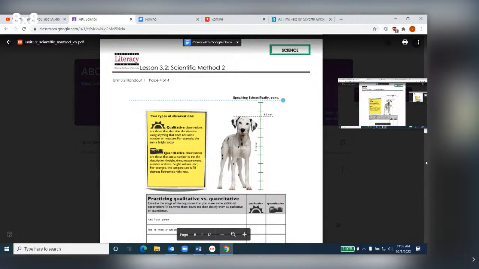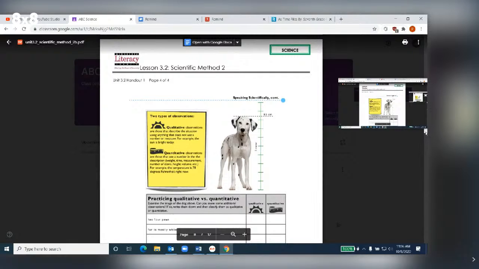So the quantitative in this is the dog is 78 centimeters. If you had like a measuring tape or something, that would be a quantitative observation. Qualitative is basically anything that doesn't use a number. That's why it says the sun is bright.